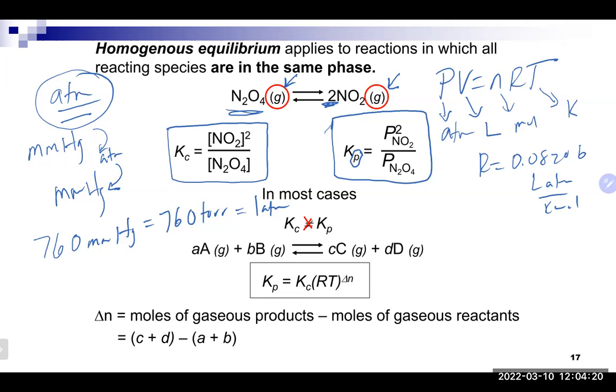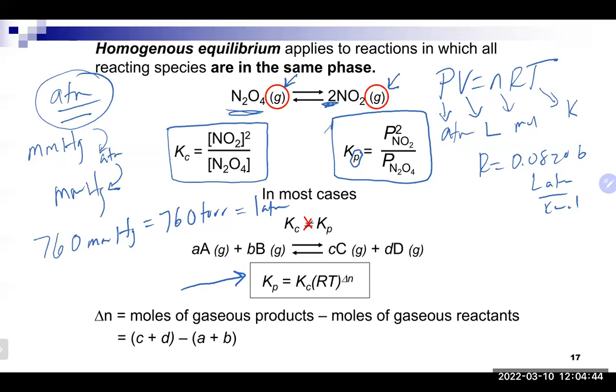Other questions? Now, there are some times when maybe you do want the Kp value and all you're given is concentrations, or maybe you want the Kc value and all you're given is pressures. So there is a nice little formula here in the box, which you do need to know, which will allow you to convert from one sort of K value to the other.